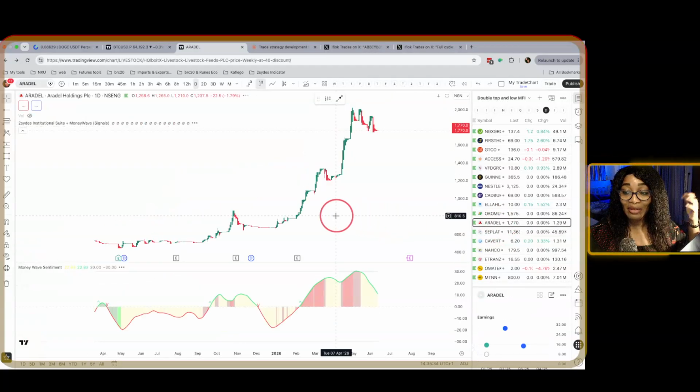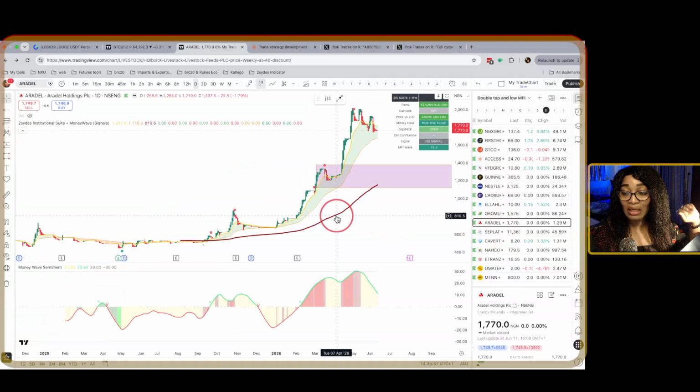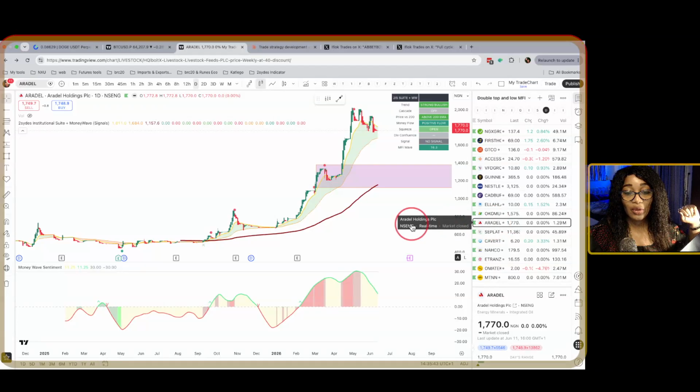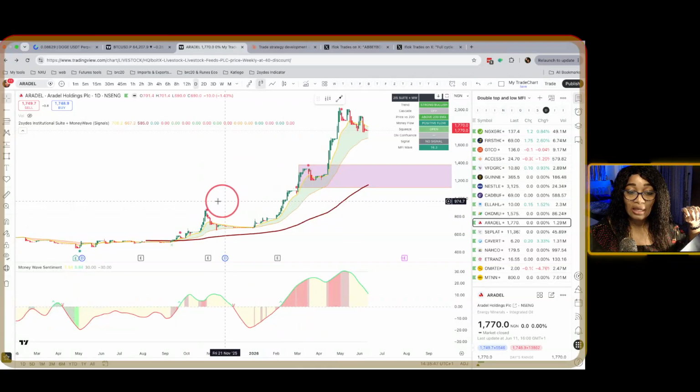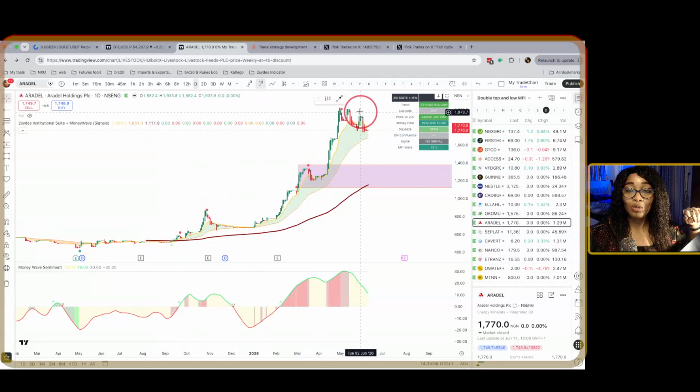Okay, let's look at Aradel. So we've left agro-allied. We looked at Ella Lakes and Akumo Oil for agro-allied. So now we are looking at oil and gas. Okay, so this is Aradel. I remember calling Aradel at 710 naira. This was just around here last year, and I can't even believe that it has done this, but it has actually pumped a whole lot far away from the 200 EMA.